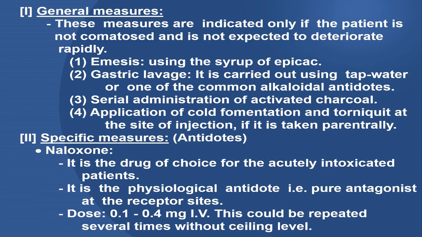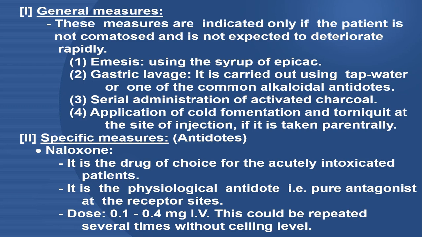The general measures here include emesis using syrup of ipecac, gastric lavage carried out using tap water or one of the common alkaloidal antidotes. The third step is serial administration of activated charcoal or gut dialysis. Then application of cold fomentation and tourniquet at the site of injection, which is done if the drug is taken parenterally.